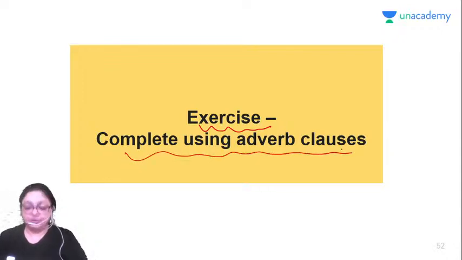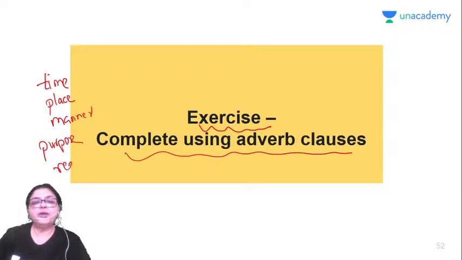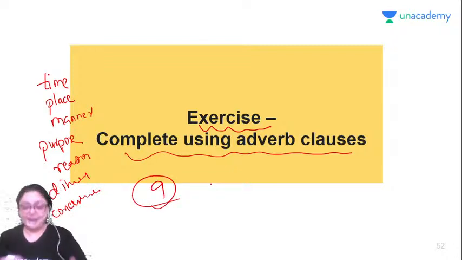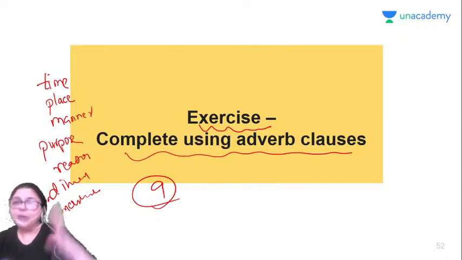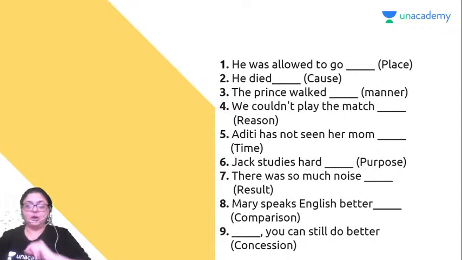Now, that's a small exercise that we are going to do. Complete using adverb clauses. Now we have done adverb clauses of time, place, manner, purpose, reason, condition, concession. Yes, we did all the types of adverb clauses, and now I am going to put up this exercise where you are going to complete the sentences. Okay, now how are we going to do this? Let us at least try a little bit.